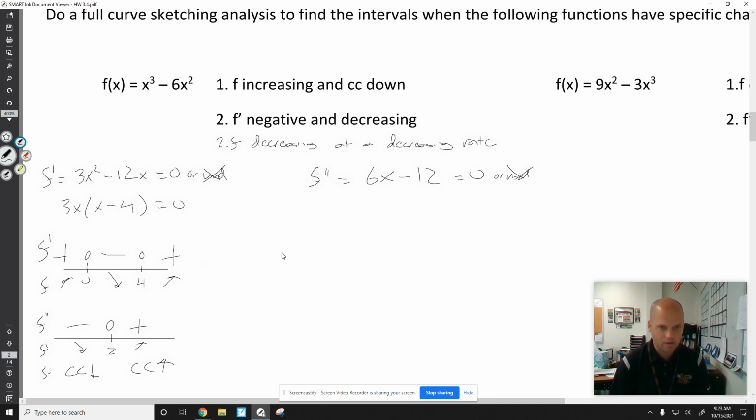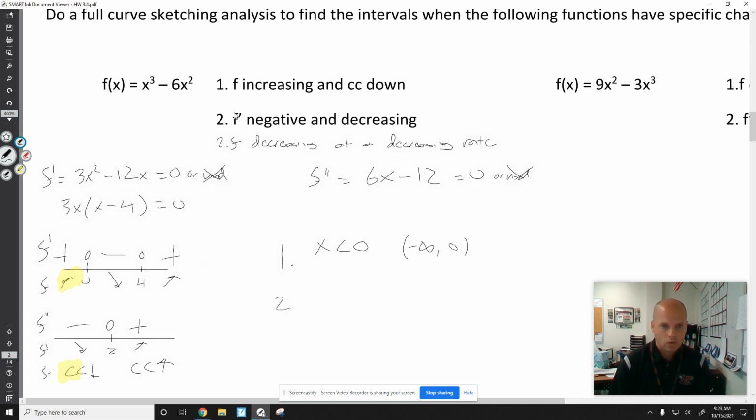For question number 1, when is F increasing and concave down? Here, F is increasing and concave down. Here's where F is increasing, concave up. So increasing, concave down is just going to be x is less than 0, or from negative infinity to 0.